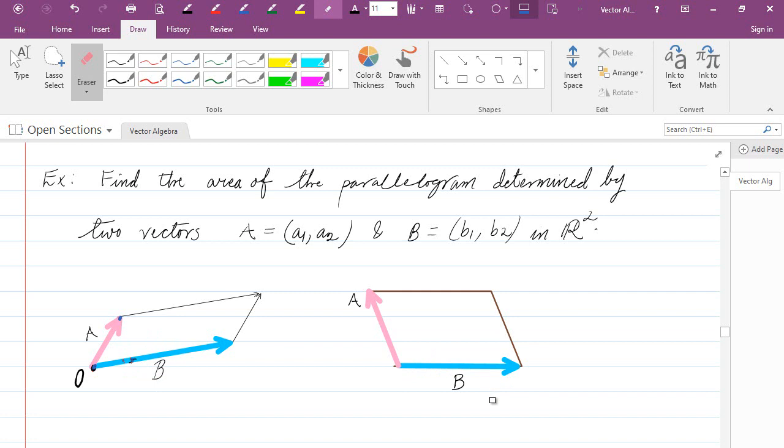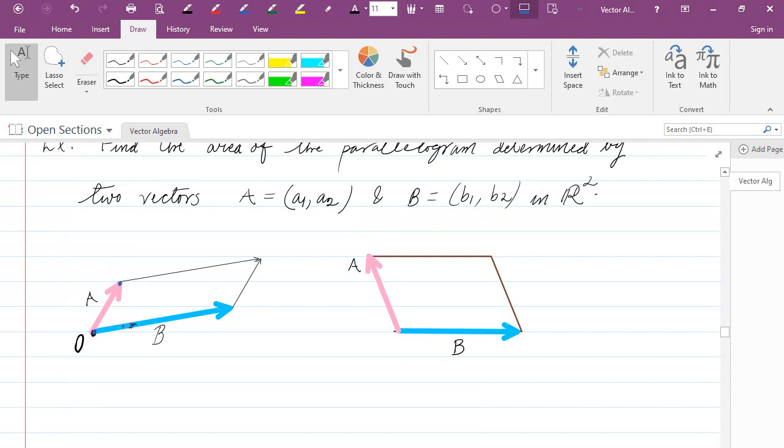So again, the goal is to find the area of the parallelogram spanned by A and B. What we're looking for is a formula for the area in terms of the components of A and B. So A and B are given, and we want to express the area in terms of their components.